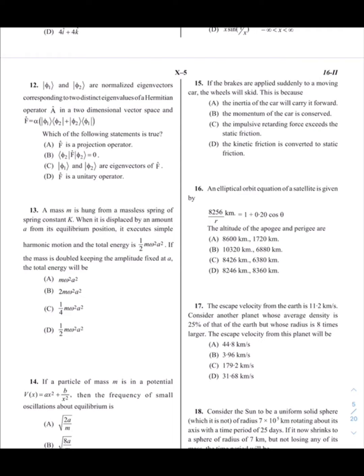Problem 15. If the brakes are applied suddenly to a moving car, the wheels will skid. This is because the inertia of the car will carry it forward. So option A is the correct answer.